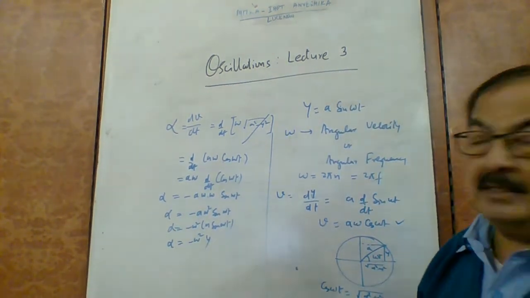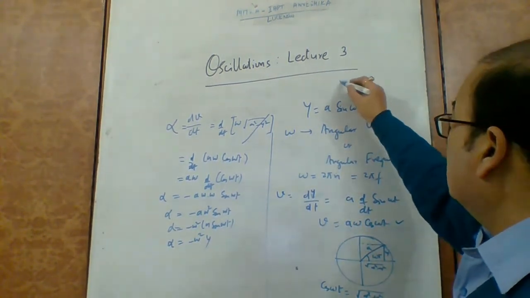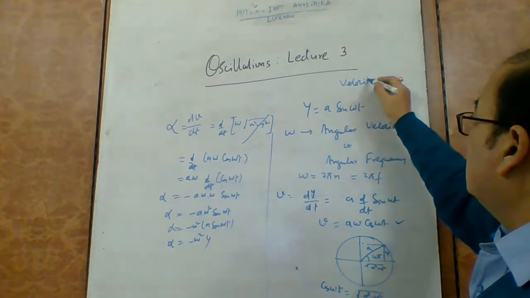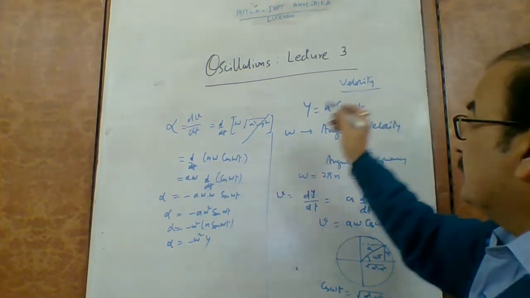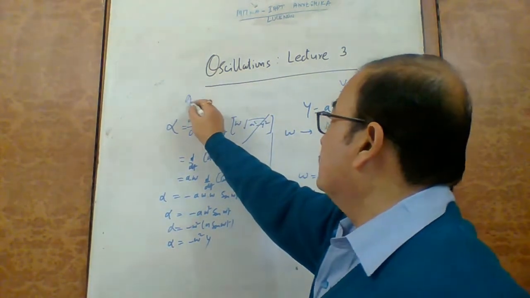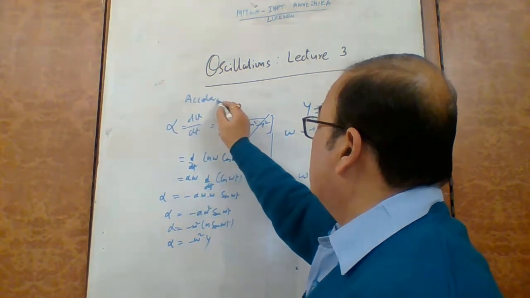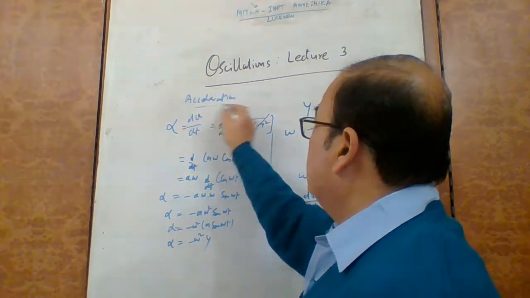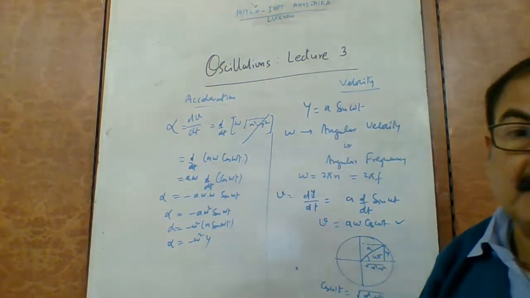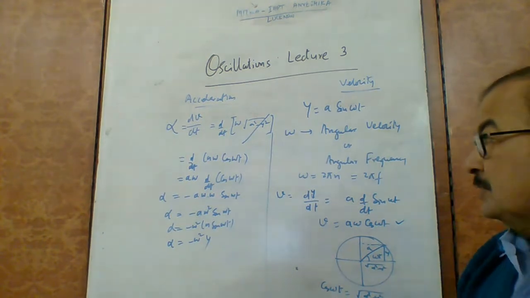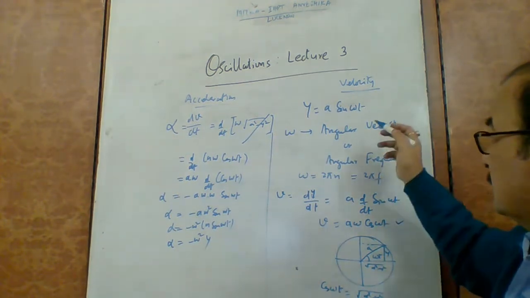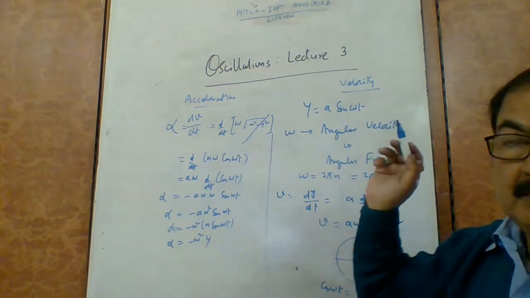What we are actually getting here, we are finding out the velocity, and here we are finding out the acceleration. These are the direct method, in fact, to find the velocity and acceleration. This is by using the differentiation method.